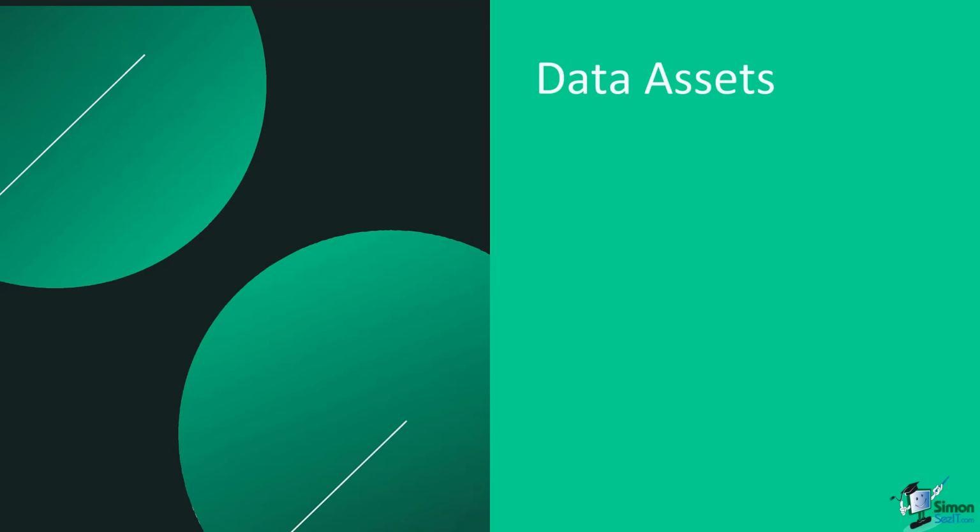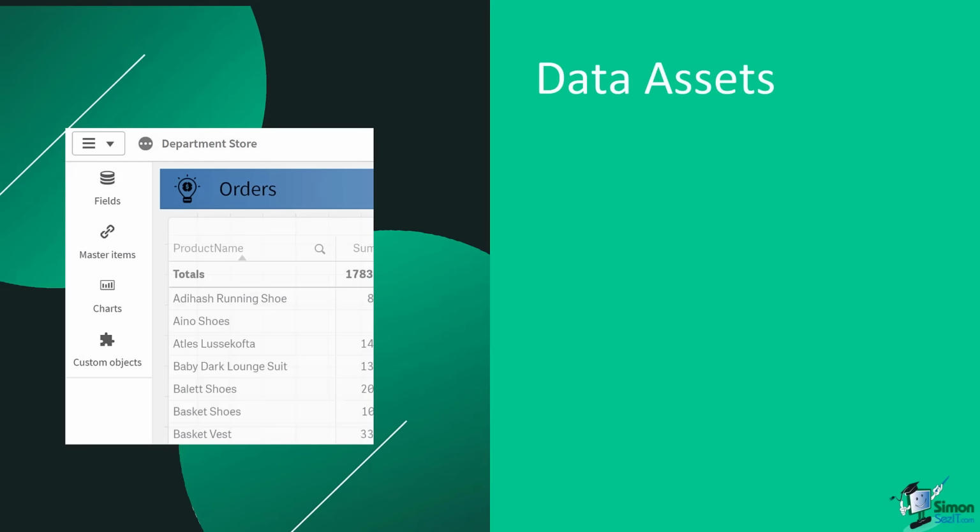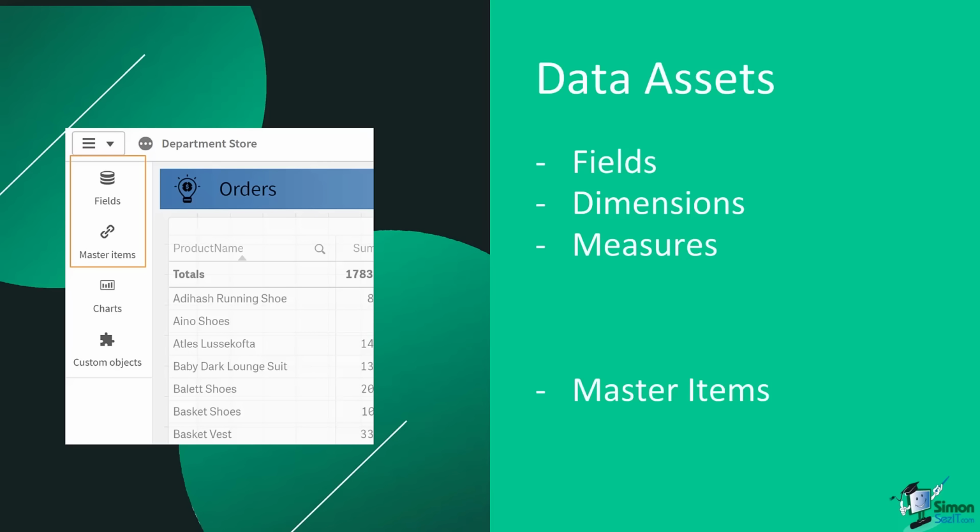But what exactly are these data assets? Data assets are available in the Assets panel, which is located on the leftmost part of the window in the Edit Sheet view. In this lesson, we will tackle the 4 types of data assets in Qlik Sense: fields, dimensions, measures, and master items. Fields hold the data that is used in Qlik Sense. Fields can be thought of as the data loaded from the load script. When loaded from the load script, fields can be represented as a table visualization.